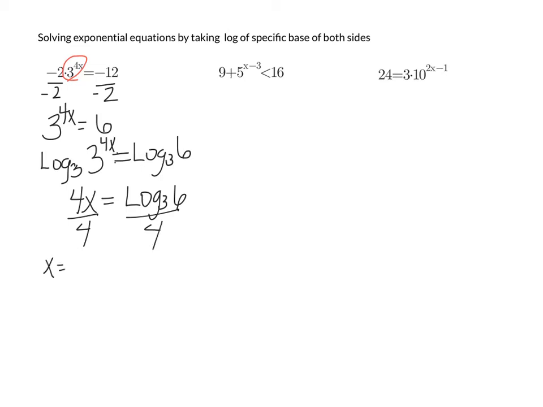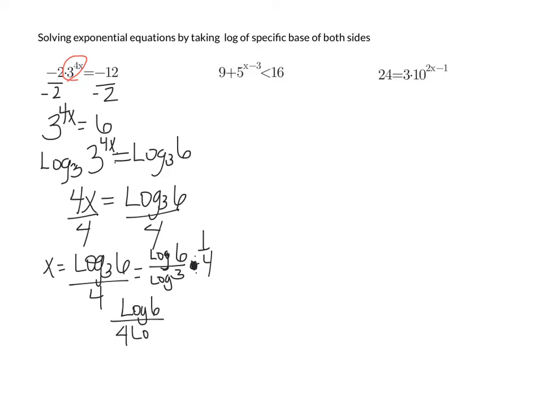So x equals the log base 3 of 6 over 4, which in order to put it in my calculator, I need to write it as log of 6 divided by log of 3, and then I have to divide by 4. That's what I'm going to do in my calculator. Really, though, it's multiplying by 1/4, so that's really times 1/4. So I end up with log of 6 divided by 4 log 3.